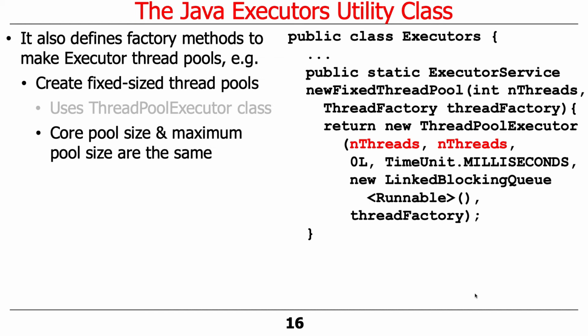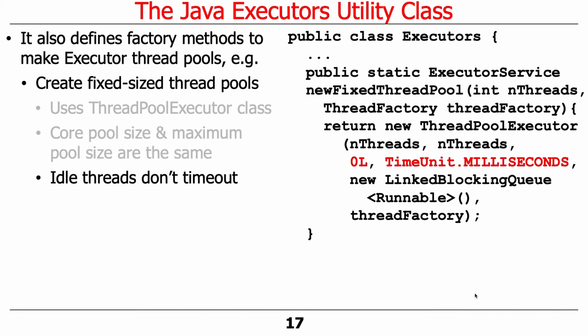So all that's saying is make me a pool of threads with n threads, where n is the core pool size and the max pool size. So never more than n and never less than n. I want n top to bottom. So it's basically a fixed thread pool.